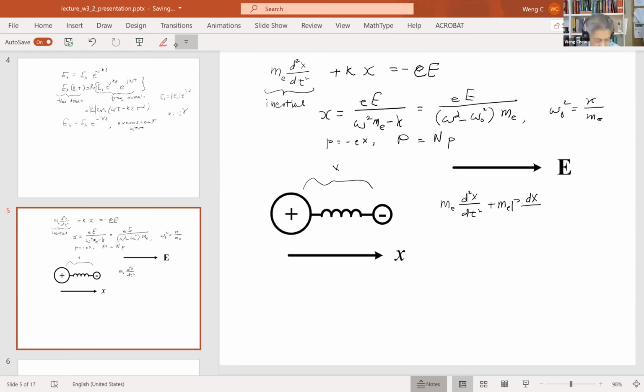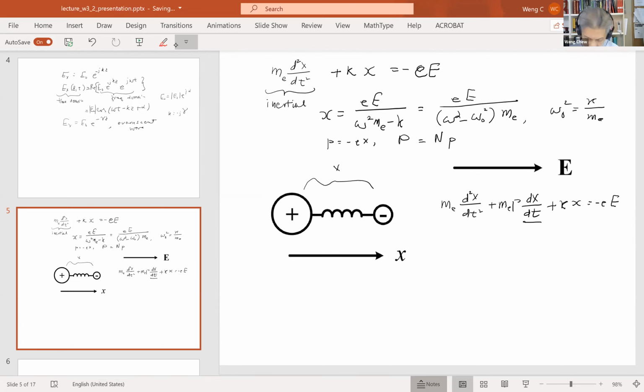And you probably learned from high school that frictional forces are proportional to the velocity of the moving body. So we say that this force is proportional to the velocity of the moving body. dx/dt is just velocity, this is acceleration. This term is frictional force. Okay?